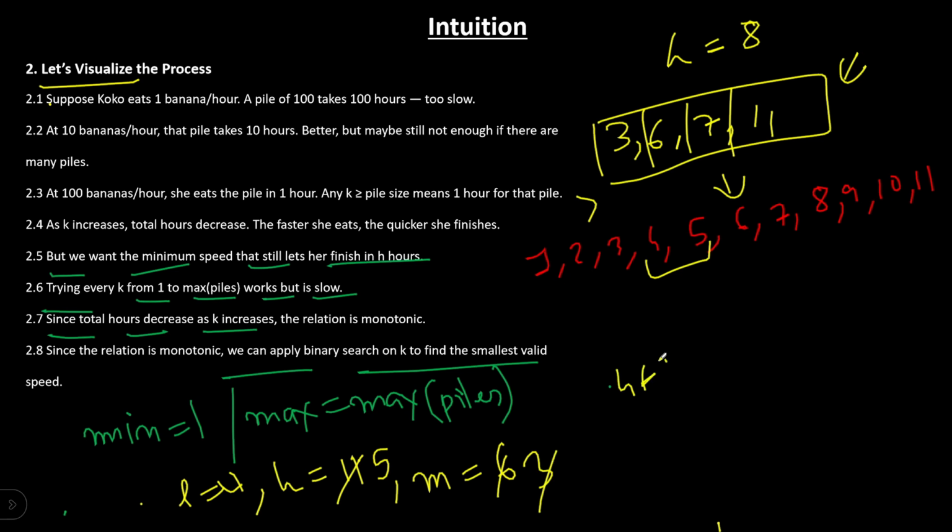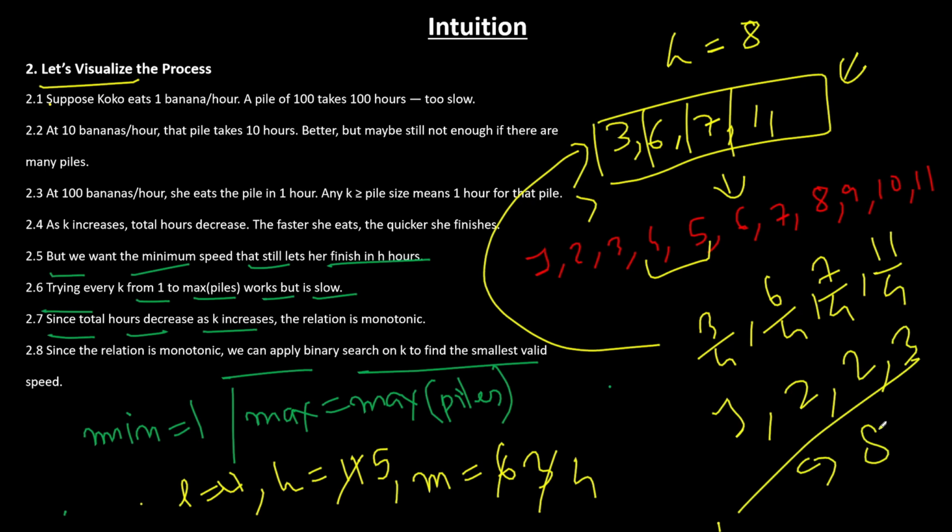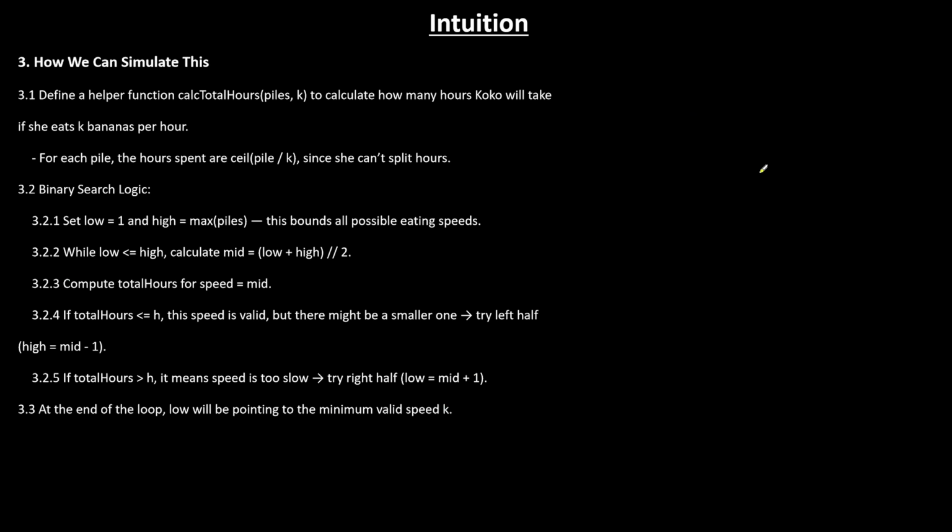So what you do? 4 plus 5 divided by 2, it's 4. Correct? Now mid is 4. Again you go back to this particular array and you divide it. 3 divided by 4, 6 divided by 4, 7 divided by 4, 11 divided by 4. It is 1, it is 2, it is 2, it is 3. Sums up to how much? 8. Correct? Which is equal to h. So we figured out that 4 is the exact number of bananas eaten per hour so that it becomes equal to h. Okay, it's a pretty simple and easy problem, right? Let's move to the next slide.